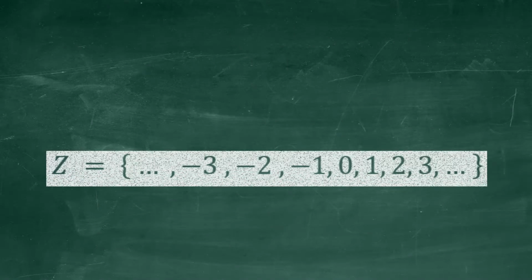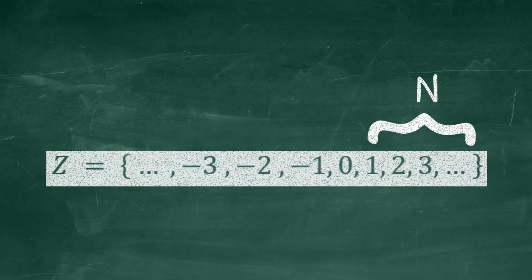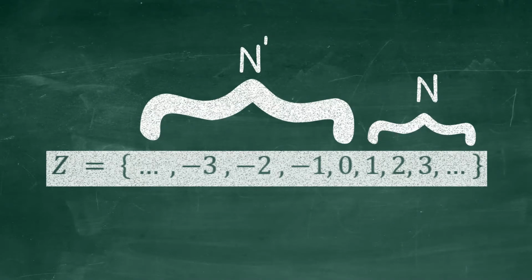As another example, let's say that the universal set is the set of all integers, which as you may recall is designated by the letter Z. The set of natural numbers is contained in this universal set, so the complement of the set of natural numbers is the set of all integers which are not natural numbers. In other words, all the negative integers plus the number 0.